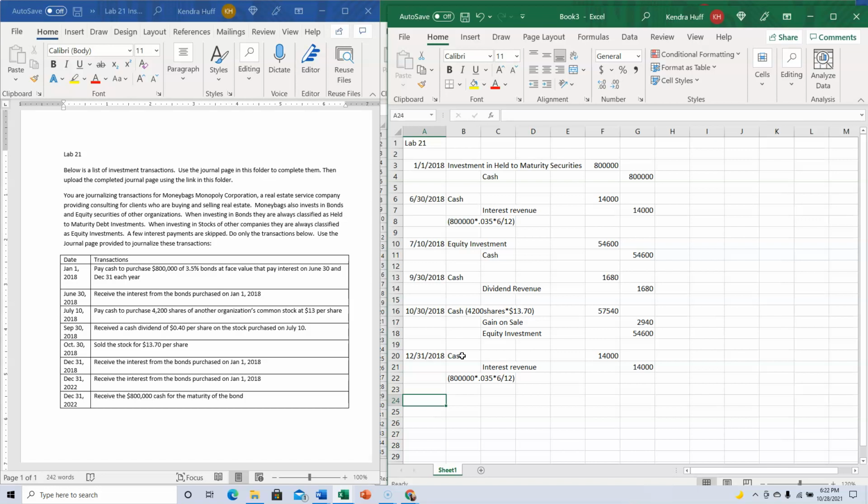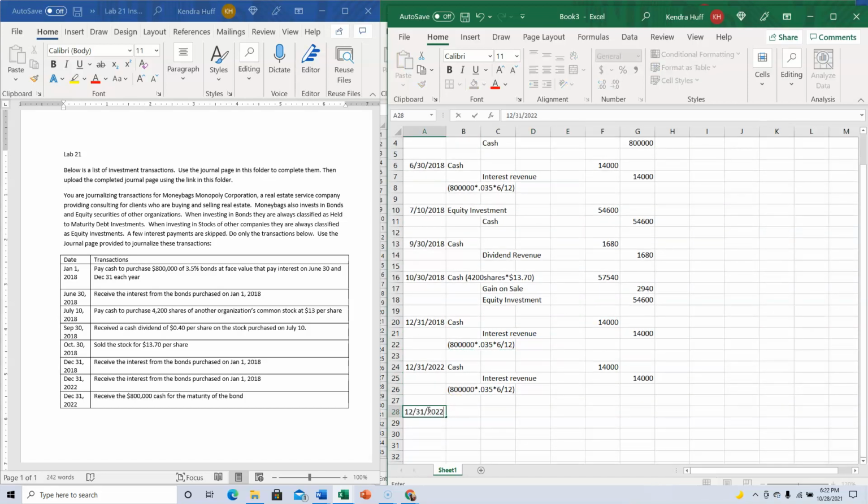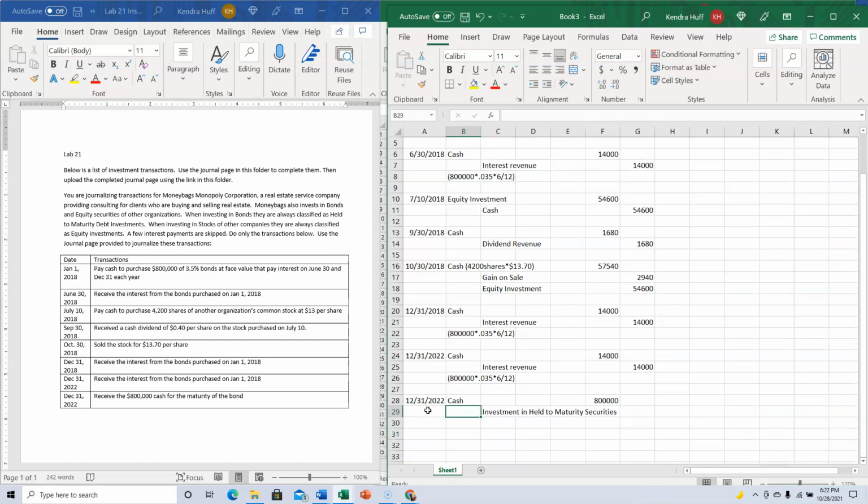Then we skipped a whole bunch of years. So the bonds are actually maturing, I'm guessing. December 31st of 2022, several years later. They were 5-year bonds, and now they're maturing. So before they mature, they're going to pay you the interest again. They're going to make the last interest payment. And then when the bonds mature, they're going to give you your cash back of $800,000, and you're going to take the investment off the books. And that's it for that one.